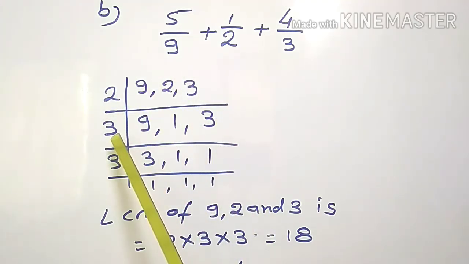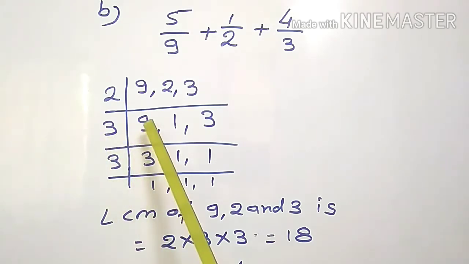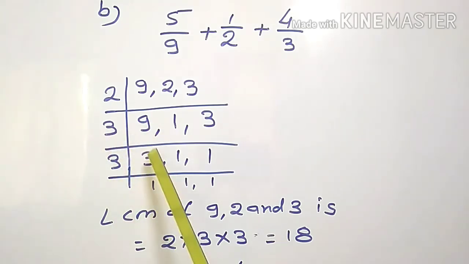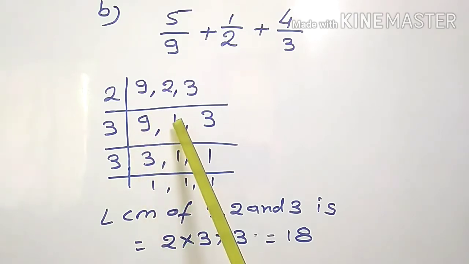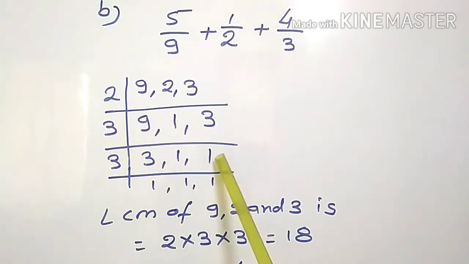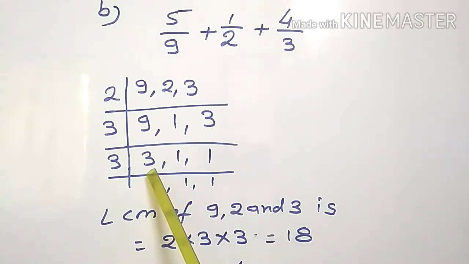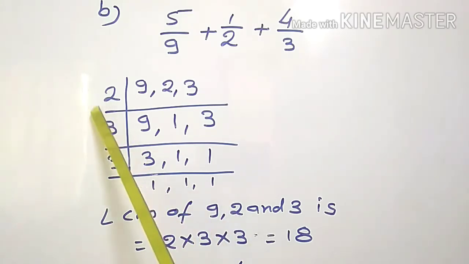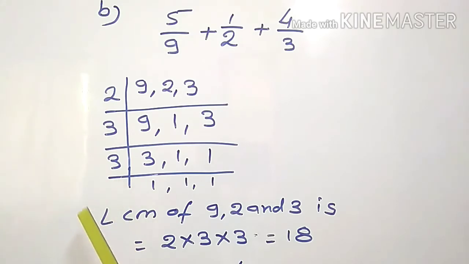After that divide by 3. 9 is a multiple of 3, so 3 3s are 9. Here 1. 3 is a multiple of 3, 3 ones is 3. Again here 3 is left, so divide by 3. 3 ones is 3. We continue the division till we get 1. Here we got 1. So the product of all these divisors gives the LCM.